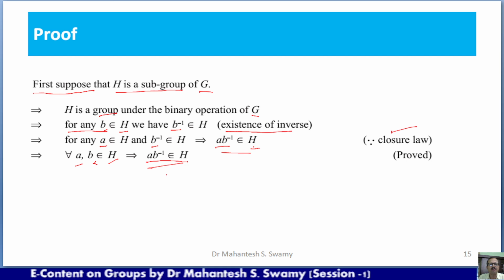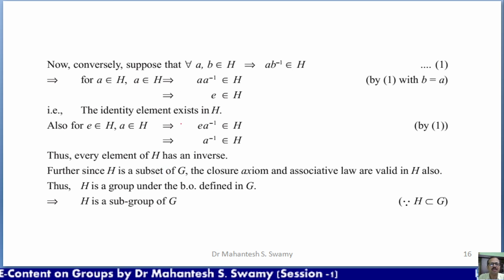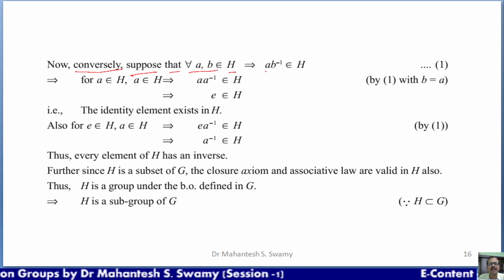So the first part we have completed. That is the direct part we have proved. Now go for the converse part. So what is the thing? We have to assume conversely. Now conversely, suppose that for any two elements A and B belonging to H, AB inverse belongs to H. Now our job is to prove that H is a subgroup.